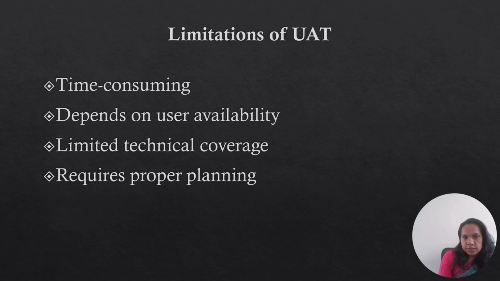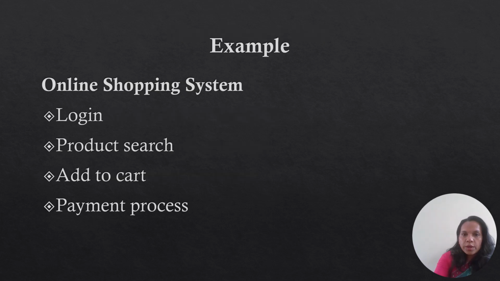Now, limitations of UAT. However many advantages there are, obviously there will be some limitations as well. So UAT also has some limitations. That is, it is time consuming, depends on user availability, has limited technical coverage, and requires proper planning. Okay, so it can take time, depends on user availability, and may not cover deep technical issues. Then proper planning is required for effective testing. That is one of the steps in UAT testing as well, but proper planning is very much required here.